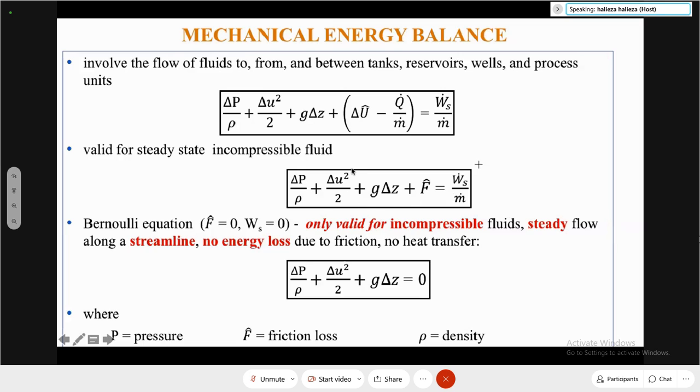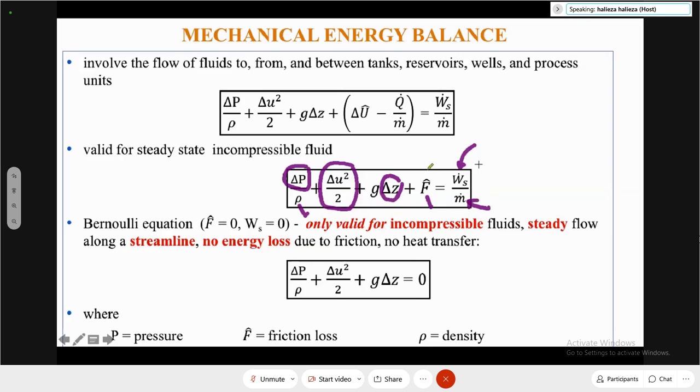Now this is change in velocity. That's a change in pressure. That is density. This is change in height. I just mentioned friction loss just now. That is shaft work, and that is the mass flow rate of your fluid.